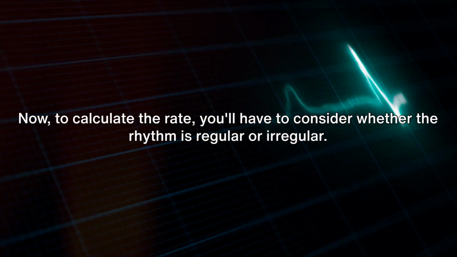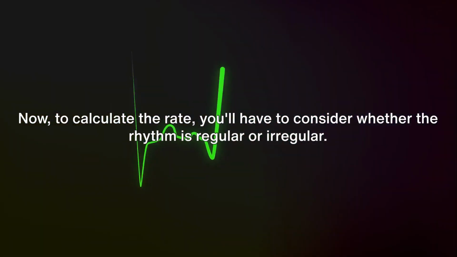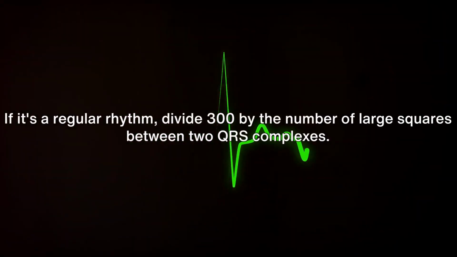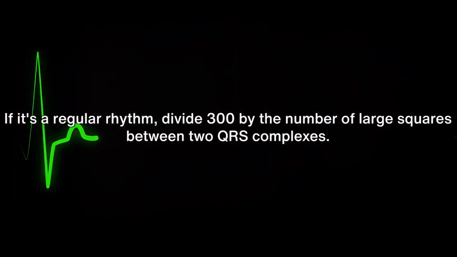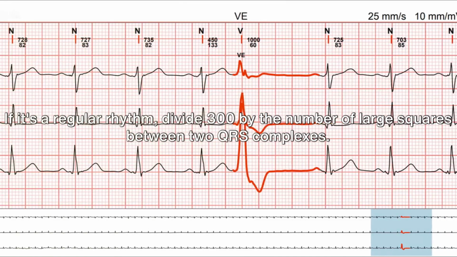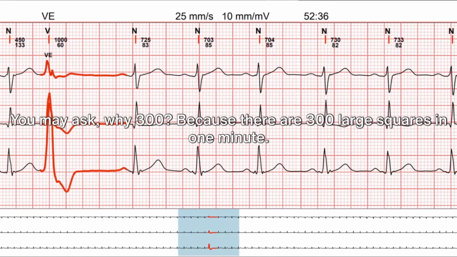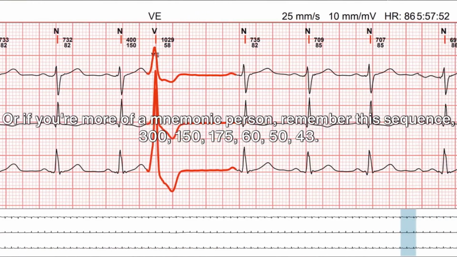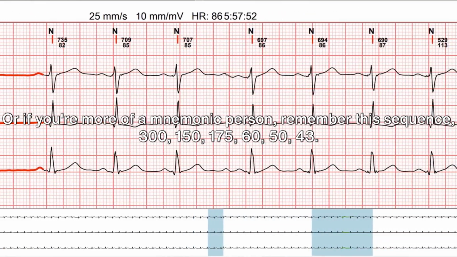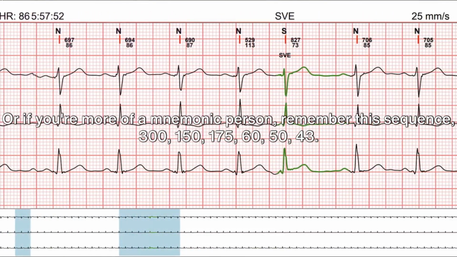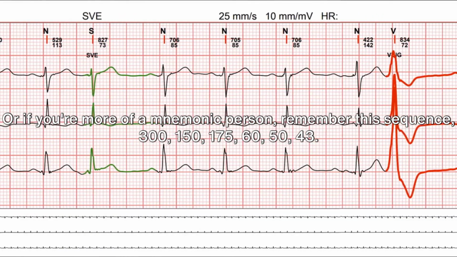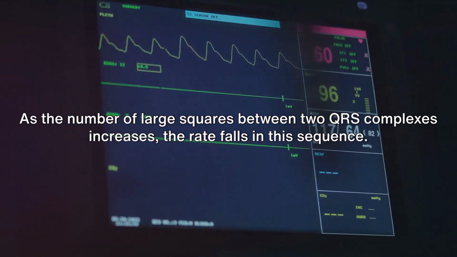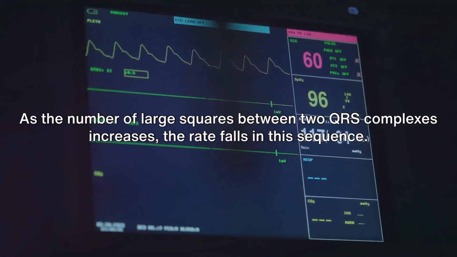Now, to calculate the rate, you'll have to consider whether the rhythm is regular or irregular. If it's a regular rhythm, divide 300 by the number of large squares between two QRS complexes. You may ask, why 300? Because there are 300 large squares in 1 minute. Or if you're more of a mnemonic person, remember this sequence: 300, 150, 100, 75, 60, 50, 43. As the number of large squares between two QRS complexes increases, the rate falls in this sequence.